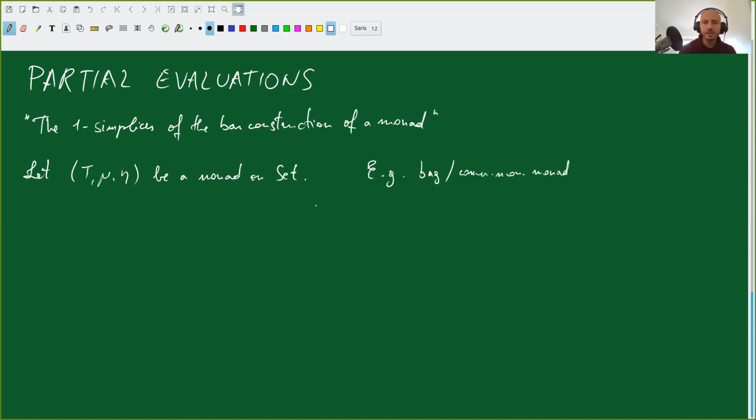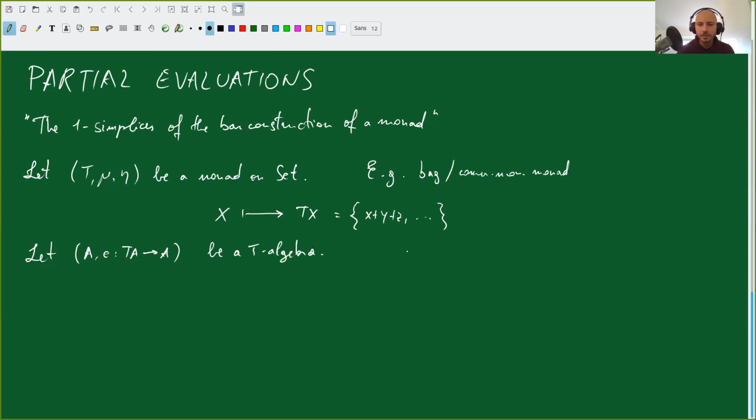So if you have a set X, then we get a set TX, which is, so to say, formal sums of elements of X. It contains elements such as x plus y plus z and so on. Now let E: TA to A be an algebra, an Eilenberg-Moore algebra. For example, the natural numbers with addition.